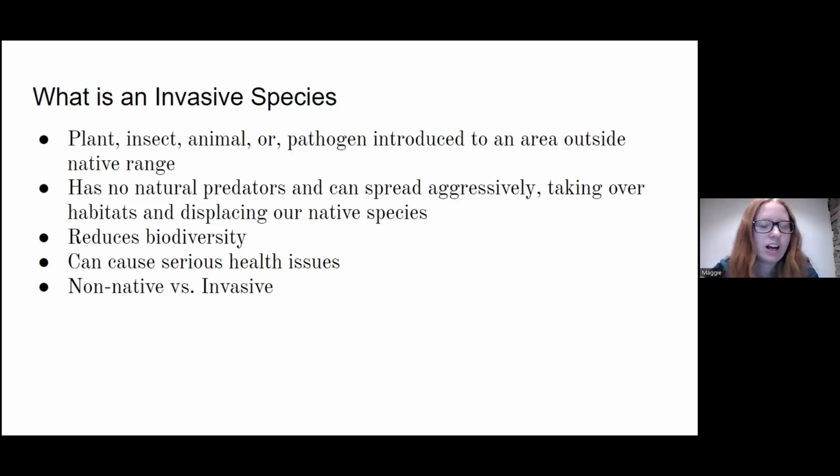Just to briefly go over the difference between non-native and invasive. Sometimes those words are used interchangeably, but there's a little bit of a difference between them. Non-native species have been introduced to the area, but many of them can be beneficial to society and aren't threatening to diversity. So only a few of them have these invasive tendencies. The invasive species have been introduced, and they have negative impacts on the environment, on the economy, and on society.